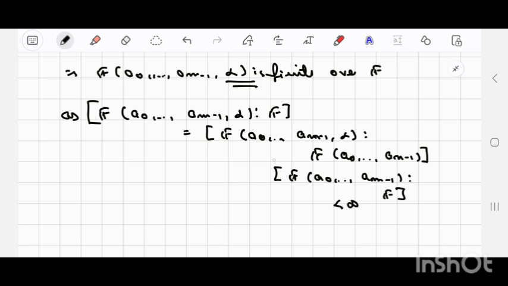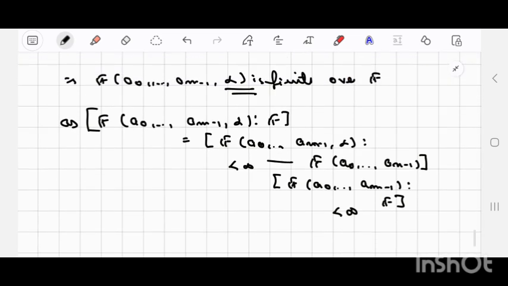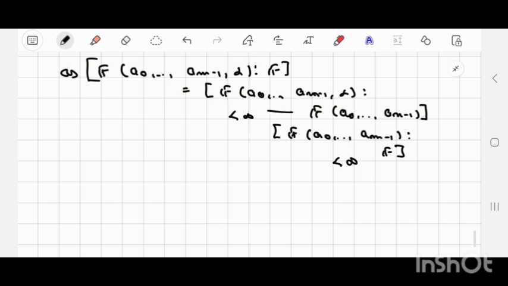Now this is finite and this is also finite. Why is it finite? Because alpha is algebraic over E. So alpha is algebraic over the field extended by a0 till a_{m-1}, because each of these ai's are in E. Pretty obvious to notice this. And alpha has a polynomial over E. So both of these are finite, therefore this is finite. So if this extension is finite, what do we conclude?